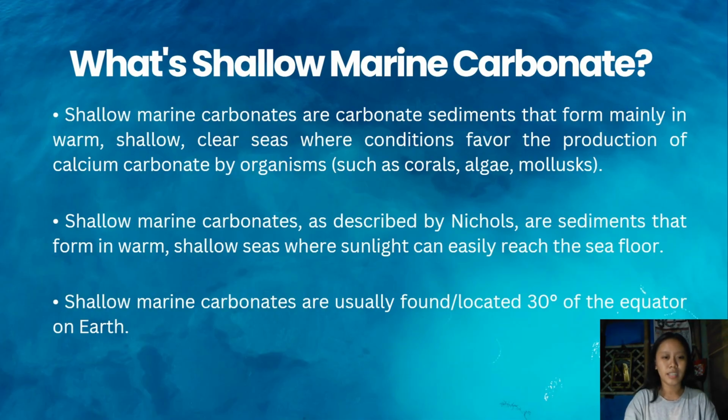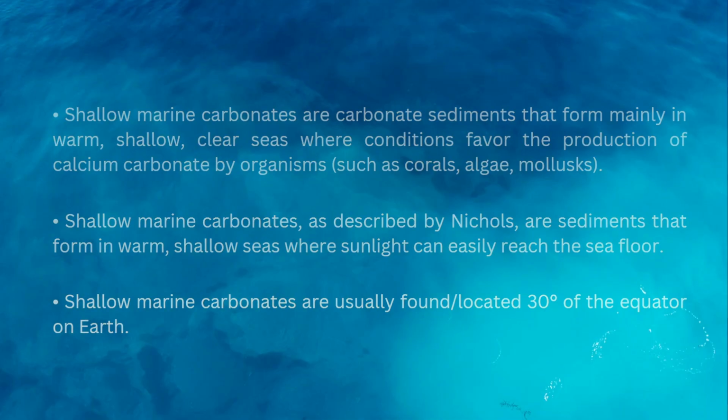Shallow marine carbonates, as described by Nichols, are sediments that form in warm, shallow seas where sunlight can easily reach the seafloor. Shallow marine carbonates are usually found within 30 degrees of the equator of the Earth. So, shallow marine carbonates are the sediments that form in warm, clear, shallow seas where lots of sunlight reaches the seafloor. Tiny sea creatures like corals, shells, and algae make calcium carbonate, which builds up as sand and mud. These places are usually found near the equator or in tropical parts of the Earth. And now, let's move on to the next slide.